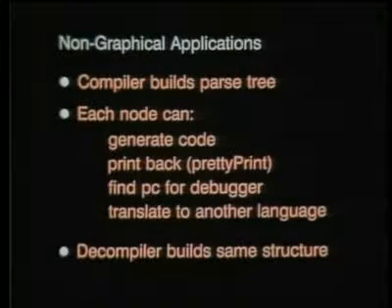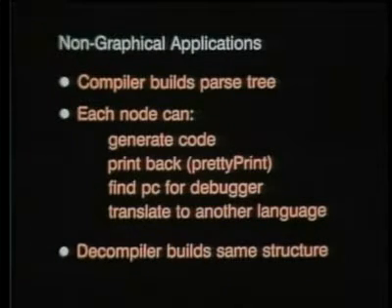And the compiler simply builds this tree, and then each node will have local properties, local methods for generating its own kind of code. And that's how you would generate code for something you're compiling. Or it can have code for printing back source code that corresponds to it, and you can use that to do a pretty print of some code in the system.